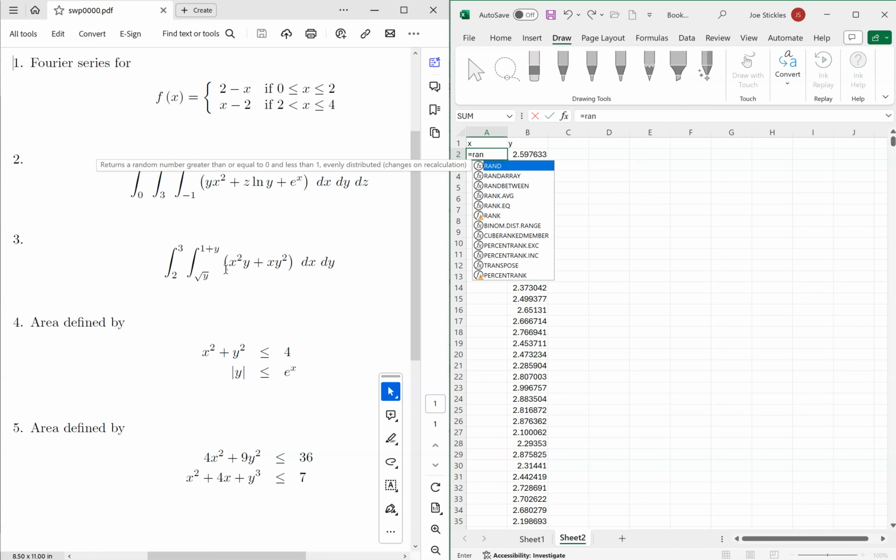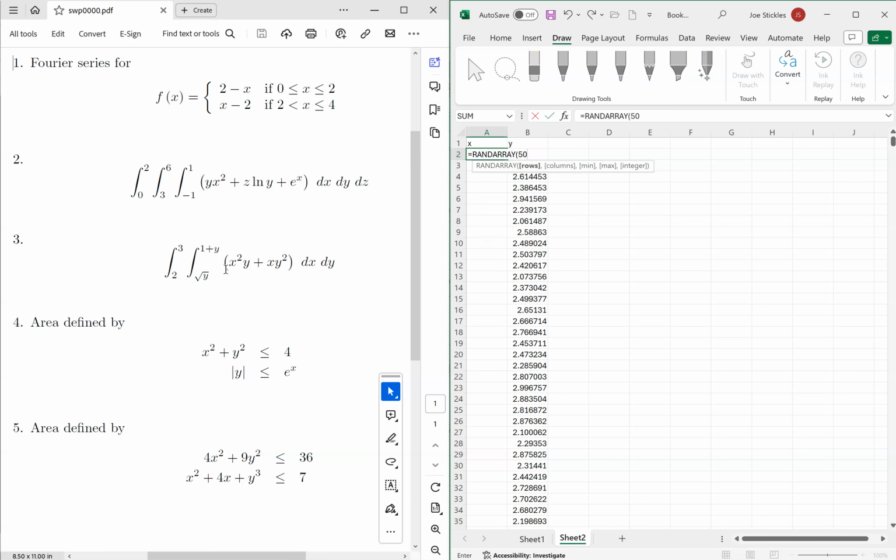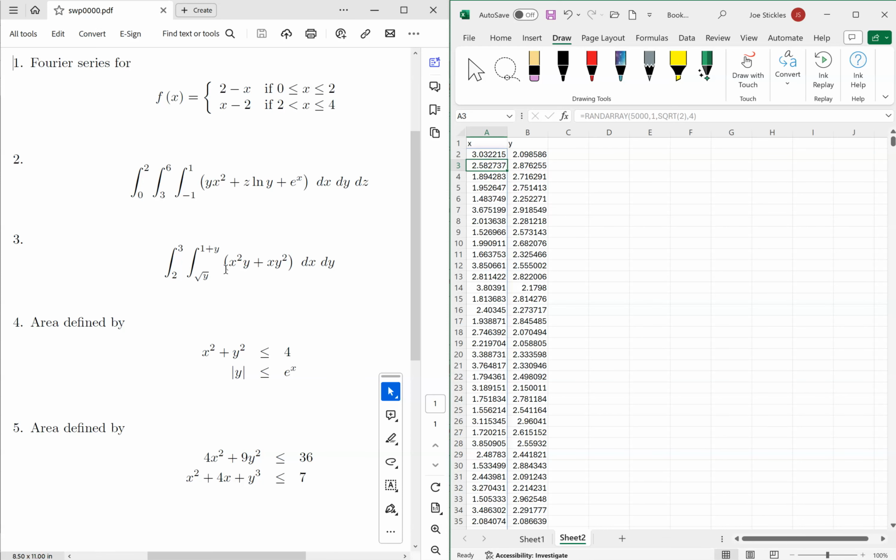So when I do my random array here of 5,000 x values, the smallest it could be is square root of 2, and the largest it can be is 4. So again, I got those by plugging in the lower limit for y into the lower limit for x, and the upper limit for y into the upper limit for x. Now I've got my points.